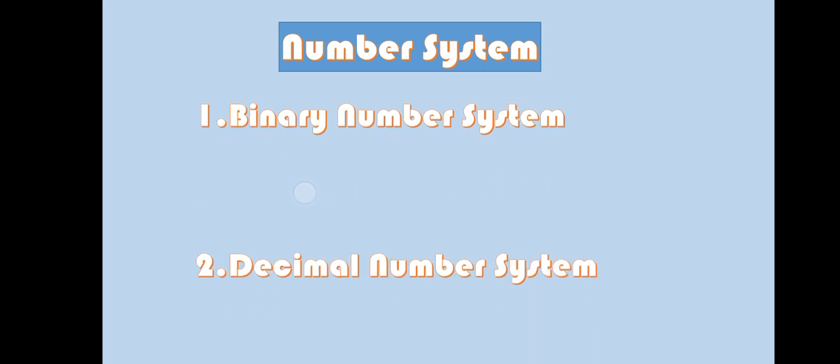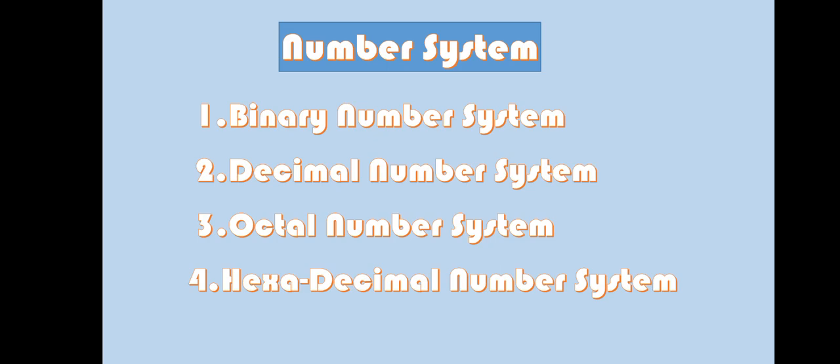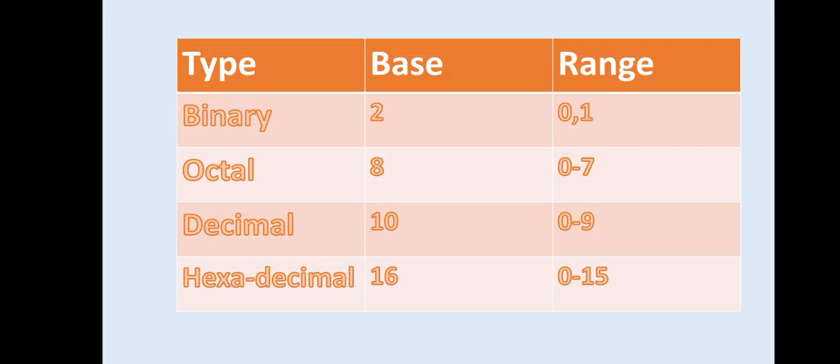Now, a number system, as we know, is divided into four parts. The first part is binary number system. The second part is decimal number system. Third part is octal number system, whereas the fourth part is hexadecimal number system. Now, this is a table which is telling us about the type, base and range of number system.